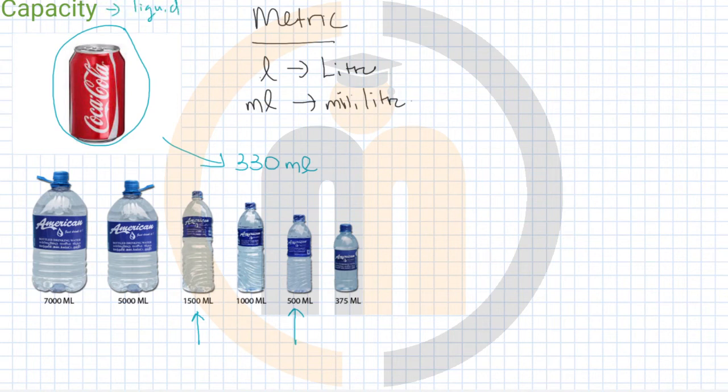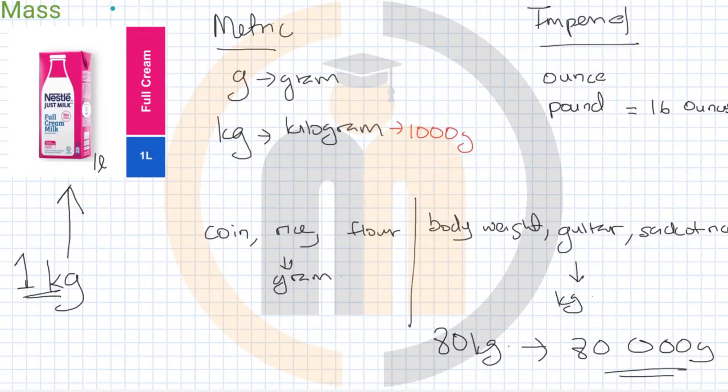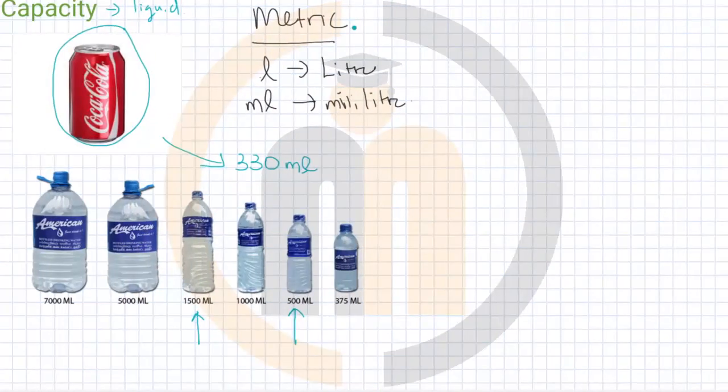Now capacity basically functions for liquid, so anything liquid measurement you would use capacity. For weight or mass you would use grams or kilograms, but when it's liquid you would use capacity, liter or milliliter, as your unit. Okay, so conversion wise, 1 liter is basically 1,000 milliliter.